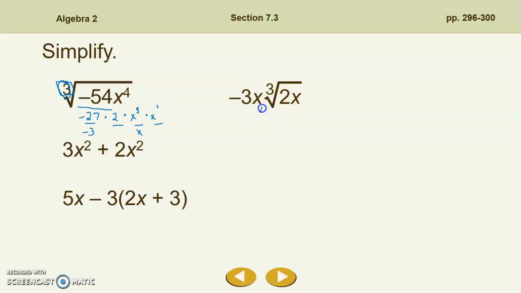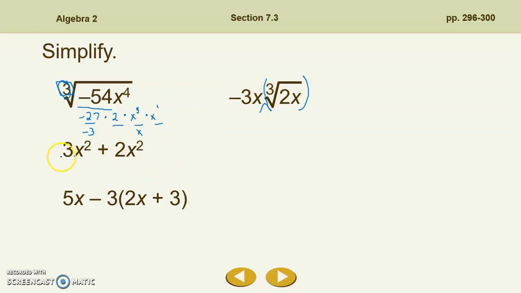Now remember that the implied operation in algebra is multiplication. So even though there are no parentheses here, this radical symbol acts like a grouping symbol, and the implied operation that's happening here is multiplication. Negative 3x times the cubed root of 2x.